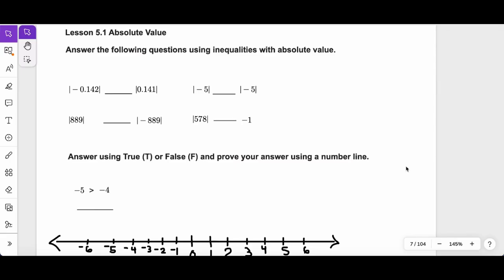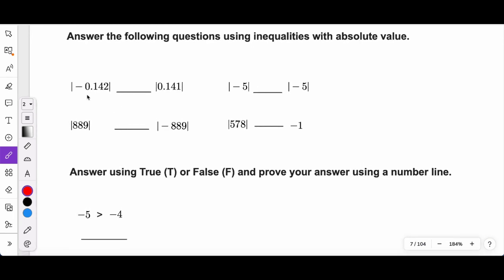So lesson 5.1 absolute value. The question is, answer the following questions using inequalities with absolute value. Okay, so I'm going to start with the first problem. The absolute value of negative 0.142 is blank to the absolute value of 0.141. So what I'm going to do is, instead of doing it mentally in my head, I'm going to write the number on top so it's much easier to do.